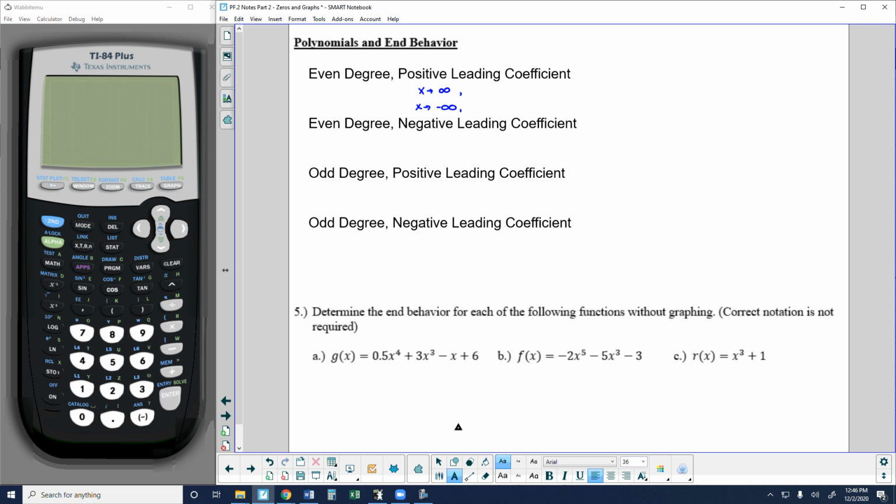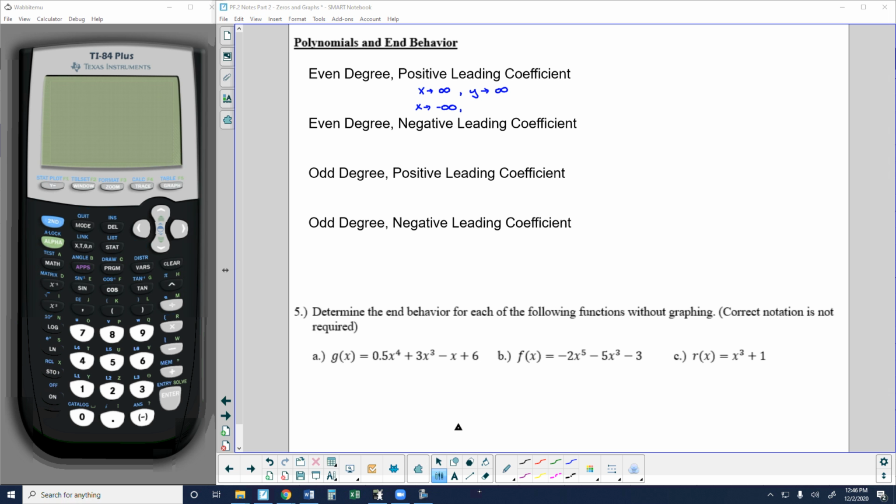So if it is a function that has an even degree, they go the same direction. The positive leading coefficient tells us what's happening to the right. So if it's even degree with a positive leading coefficient, y is going to go to positive infinity to the right.